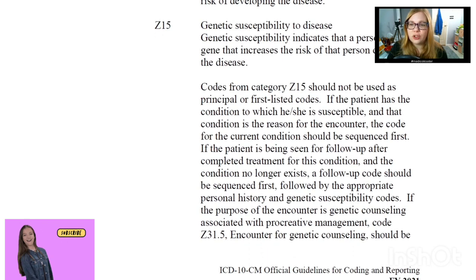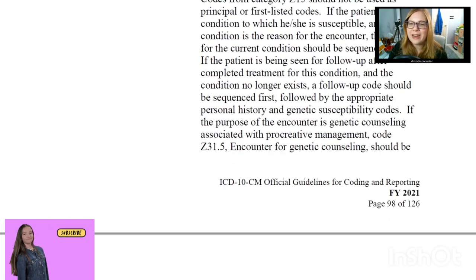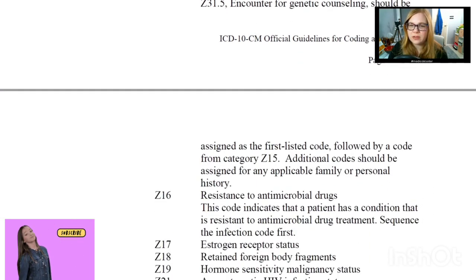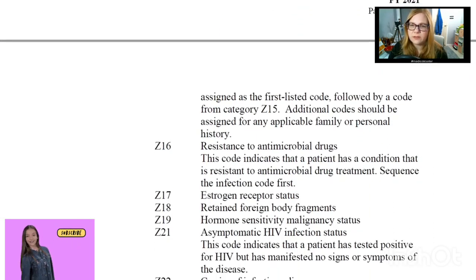Codes from category Z15 should not be used as the principal or first-listed diagnosis. If the patient has a condition to which he or she is susceptible, and that condition is the reason for the encounter, then we should code that current reason for the encounter first. If the patient is being seen for follow-up after completed treatment of this condition and the condition no longer exists, a follow-up code should be sequenced first, followed by the appropriate personal history and genetic susceptibility codes. If the purpose of the encounter is genetic counseling associated with procreative management, code Z31.5, encounter for genetic counseling, should be assigned as the first-listed code, followed by a code from category Z15.